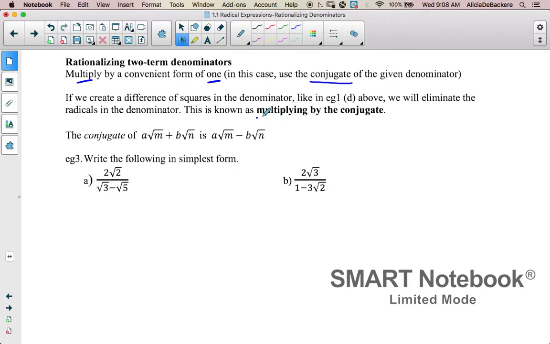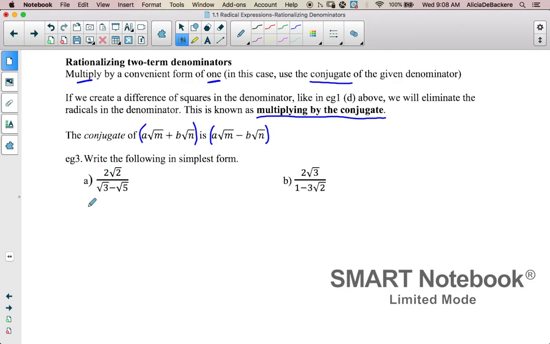And so in this course, we're looking at multiplying by radical conjugates, but there are other types of conjugates as you get into higher levels of math. So for radical conjugates, if I start with the expression a root m plus b root n, then the conjugate is a root m minus b root n. So it's just making a difference of squares pattern.